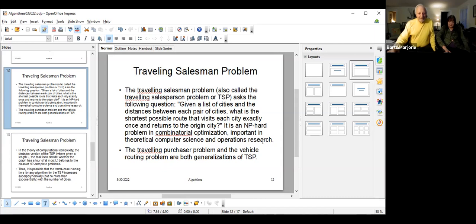If you try and come up with a solution to this, for 10 cities, it takes 1 second. For 100 cities, it takes a week. And for 1,000 cities, it takes 27 centuries. And so it goes. So people have no idea how to come up with the exact solution to this traveling salesman problem. They have algorithms for doing it, but they're very hard to deal with.